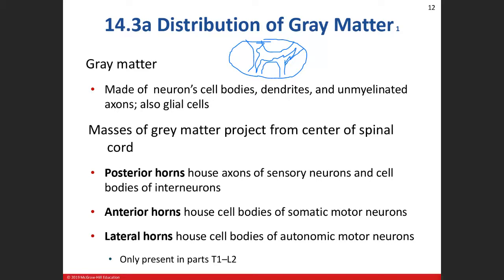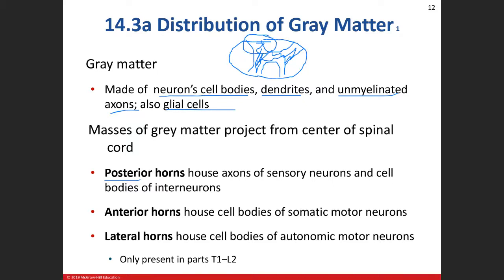And what am I missing? Nothing. I just had to check myself. So cell bodies, dendrites, unmyelinated axons, and glial cells. That's going to be all in this gray matter here. Our gray H has three parts to it. I went over it with you, but let me be a little bit more detailed here. The posterior horn is going to be this region back here.